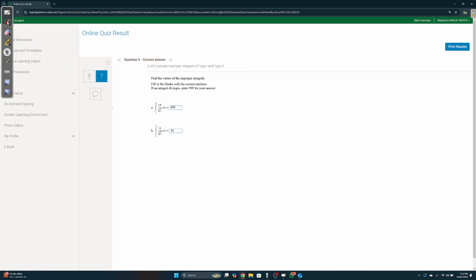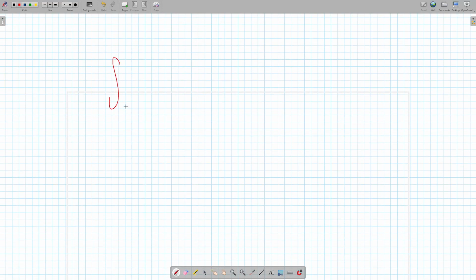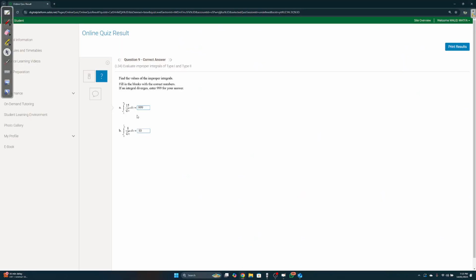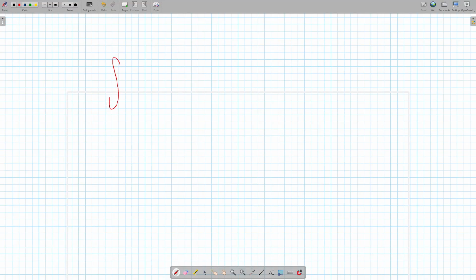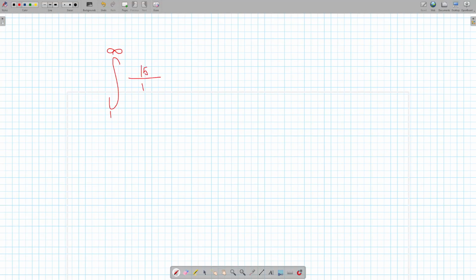Find the values. Okay, with improper integrals. The thing is with integrals, we're going to start with integral, and I'm going to solve this one over here. Okay, integral 1 till infinity 15 over 5th root x dx.